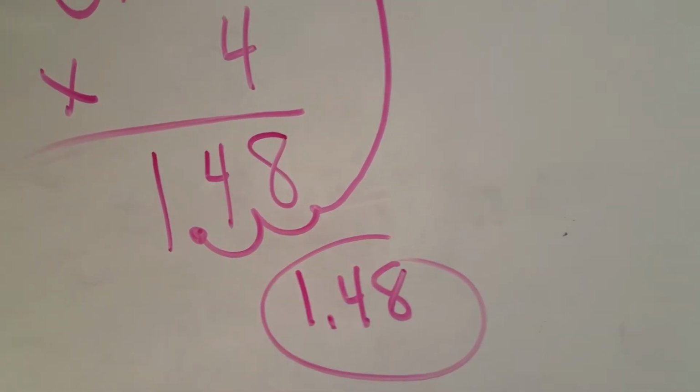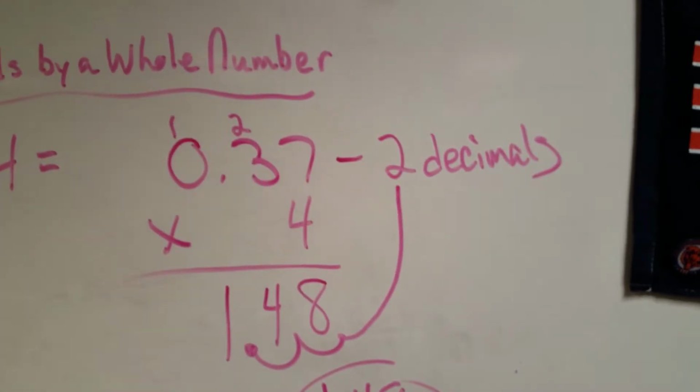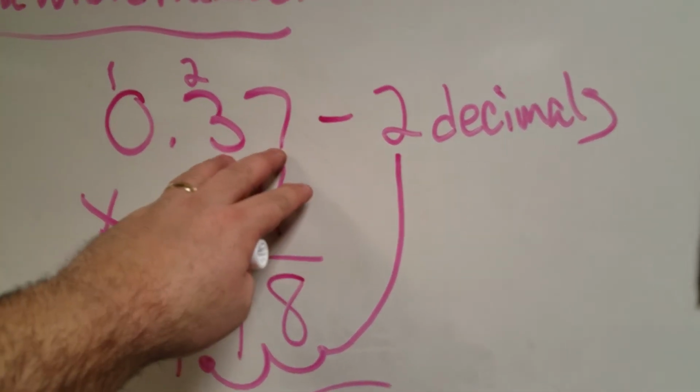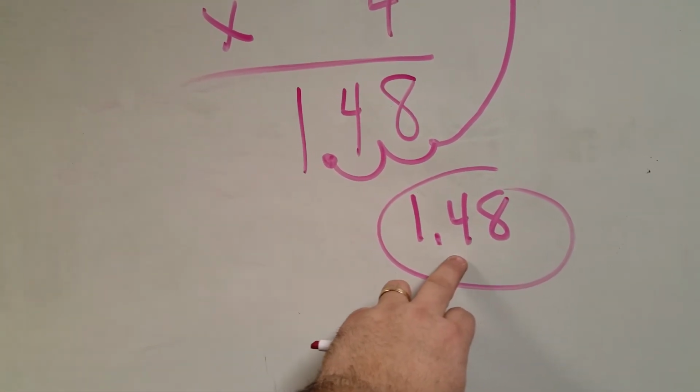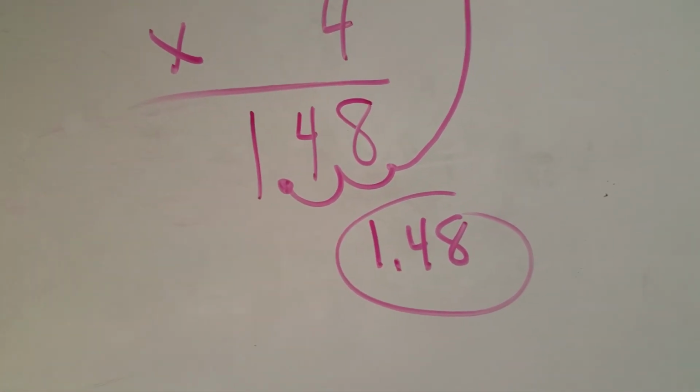1.48, or 1 and 48 hundredths. 2 powers of 10 right here, smaller than 1, so that means my decimal needs to move over to the left 2 times. My answer is 1.48.